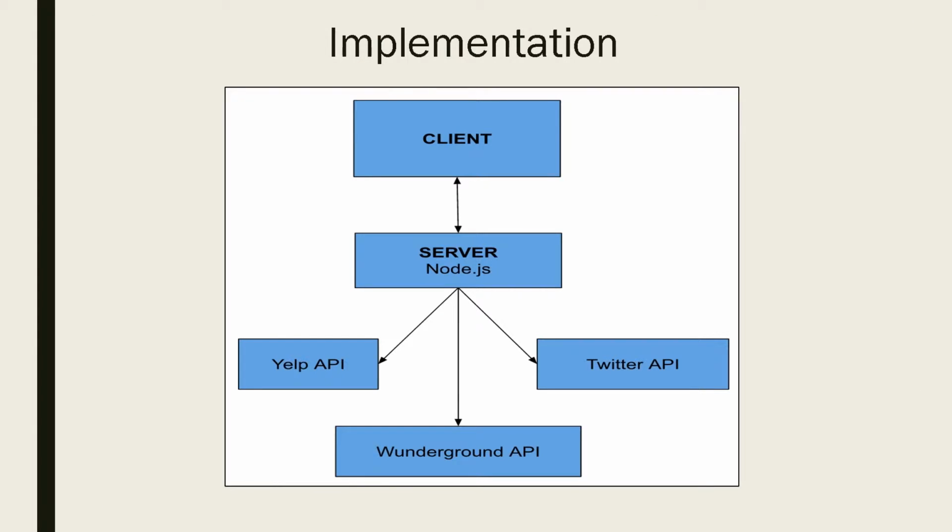In this slide, we basically show the structure of our project. We have the client and we have the server. The client is written in Node.js, and once the server gets the input from the client, it makes API calls to Yelp, Twitter, and Weather Underground, and it gets the inputs and puts them on the website after some analysis and filtering along with mining.